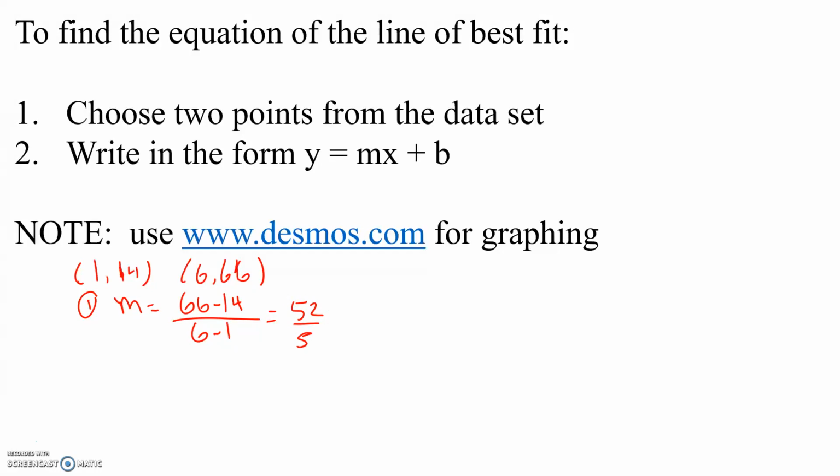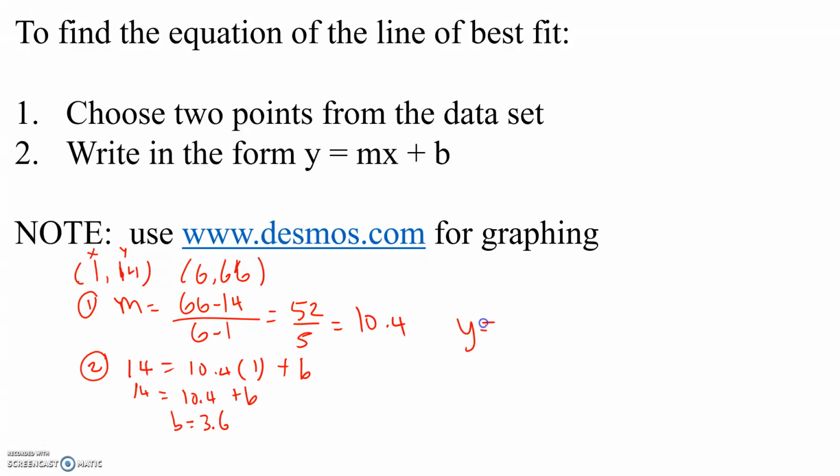Once again, in this section, do not work with decimals, only work with decimals. So 52 divided by 5 will give you 10.4. Step 2, pick any of these points. I'm going to pick the first one. So my y value is going to be 14, so instead of y, I'll pick 14. My m value is going to be 10.4. My x is going to be 1, and I'm looking for my b. So this will give me 14 equals 10.4 plus b. If I subtract 10.4 from both sides, in order to isolate the b, I'm going to get b is equal to 3.6.